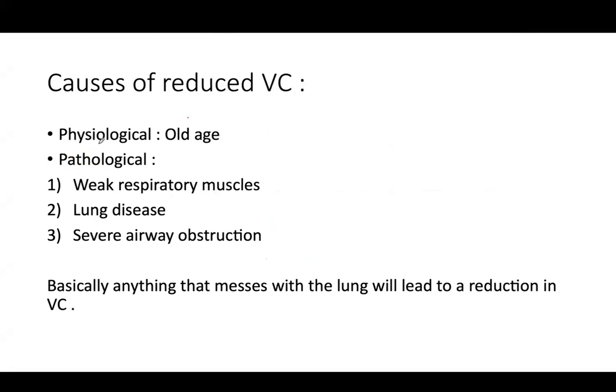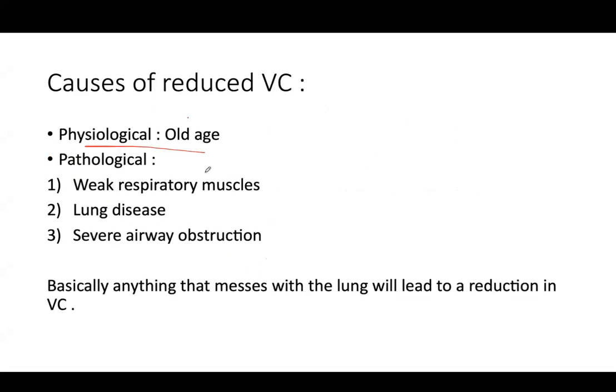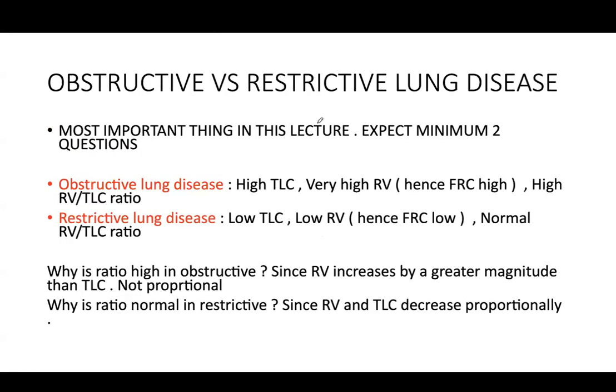So causes of reduced vital capacity: the physiological cause is old age, which we just discussed over here. And then pathological causes could be weak respiratory muscles, lung disease, severe airway obstruction. Basically, anything that messes with the lungs is going to decrease your vital capacity. These are all pathological. The only physiological one is old age. I mentioned it over here.